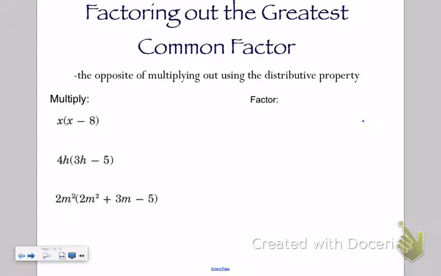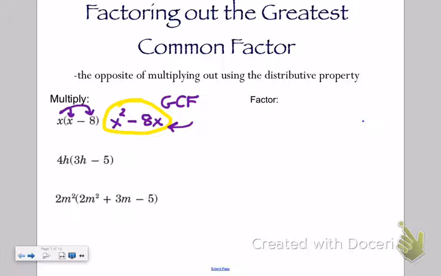So if we're multiplying x times x minus 8, we have to remember to distribute to both terms. X times x gives me x squared, and x times negative 8 gives me negative 8x. So if we were to go ahead and factor that, we're doing just the opposite. We look for the GCF of our polynomial. What do they have in common?